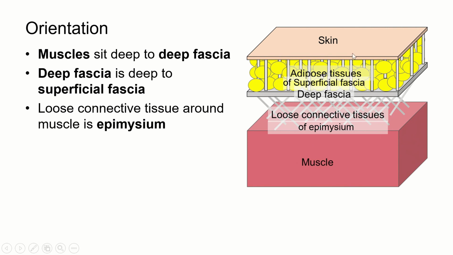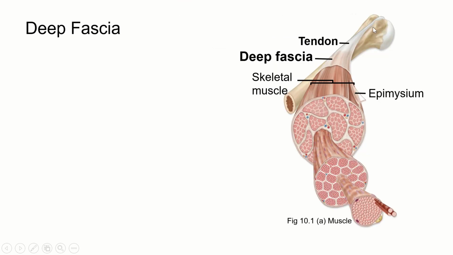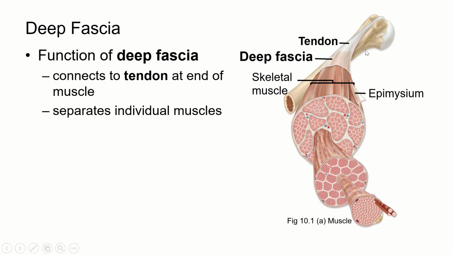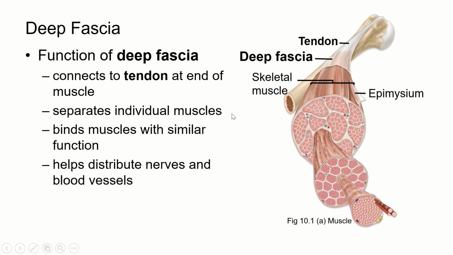Okay, so we have these layers, but this is the orientation of the muscle under the skin. So we have a tendon at both ends of a muscle. That tendon connects with and kind of becomes the deep fascia. The deep fascia connects to the tendon. It's going to separate individual muscles. So you'll have deep fascia that surrounds, for example, the biceps brachii muscle and separates it from the triceps brachii and the brachialis in your upper arm. It also binds together muscles with a similar function, for example, the two parts of the biceps brachii. And it gives a pathway for distributing blood vessels and nerves.